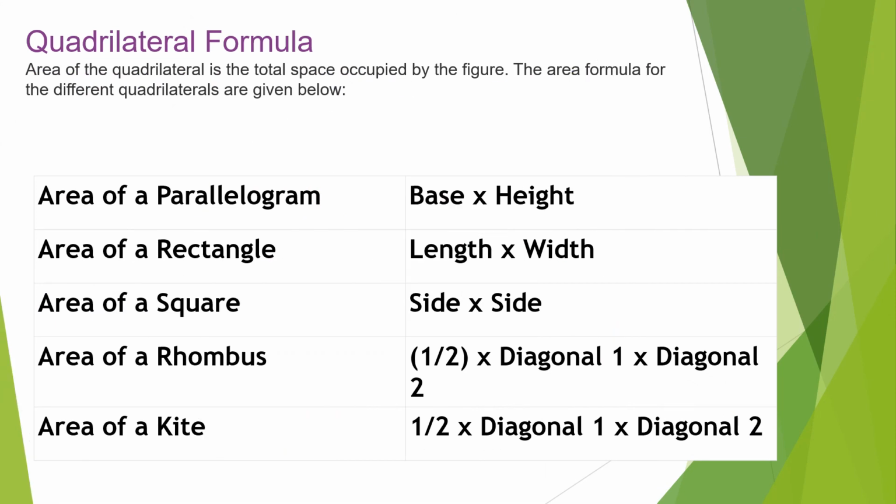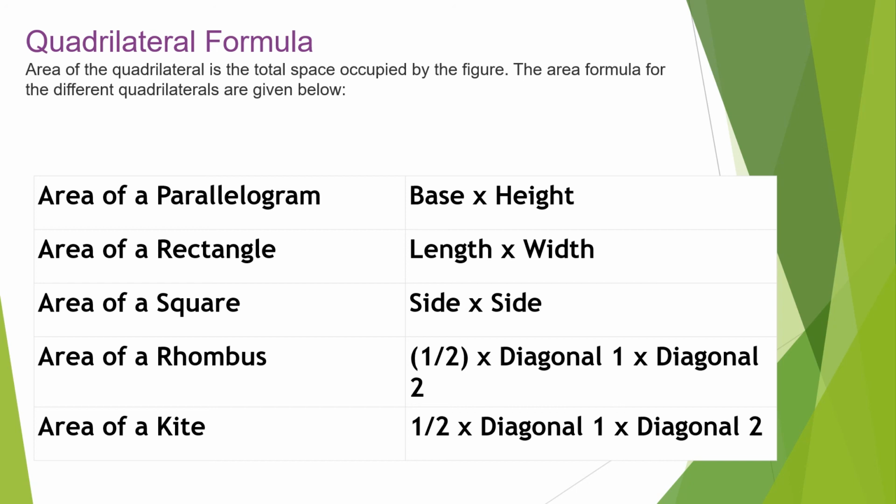Now, let us know about the quadrilateral formulas. That means the formulas to find the area of the quadrilaterals. Children, to find the area of the parallelogram, the formula is base into height. To find the area of the rectangle, length into width. To find the area of a square, the formula is side into side. Then to find the area of a rhombus, the formula is half into diagonal d1 into diagonal d2.